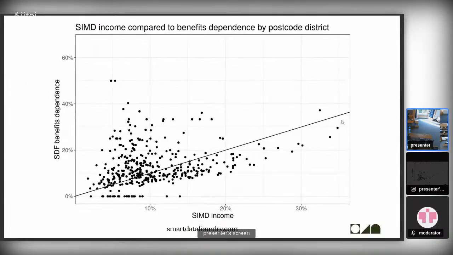So first plot. The index of multiple deprivation, or the SIMD, compared to benefits dependence by postcode district. So each one of the dots is a postcode district in Scotland. There's about 400 of them. And this is, where are we now? August. I think this is for the last week in July. So our data are the percentage of people within a postcode district who rely on benefits for 60% or more of their income. And then on the x-axis, we've got the index of multiple deprivation income group.